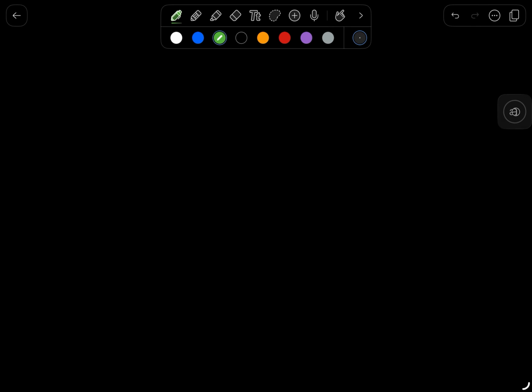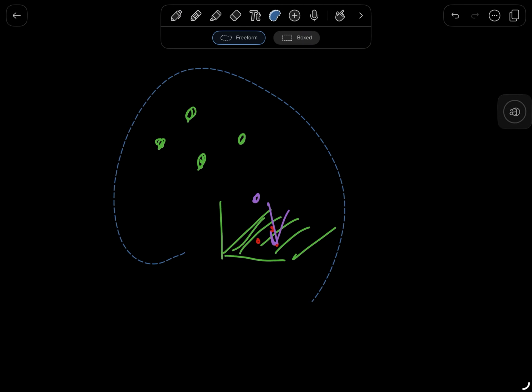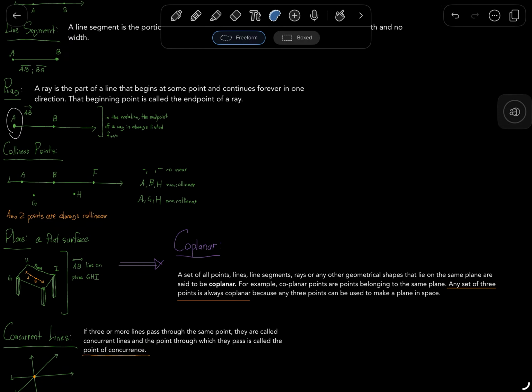The reason why 4 points are not necessarily coplanar is because you have to think of this in a 3D way. So if I draw a 3D plane here with X, Y, Z, you might have 3 points here, which lie on this kind of bottom plane, but you might have a fourth point which is on top, and that's not necessarily on this plane. So the main takeaway is that any 3 points are always coplanar.